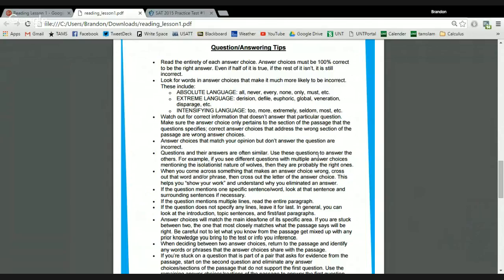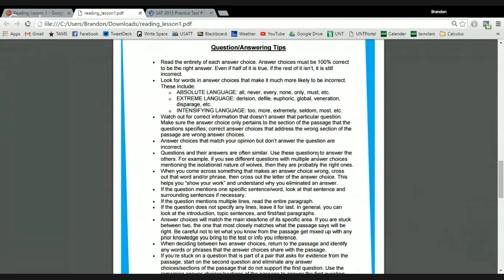So when you come across something that makes your answer choice wrong, cross out the word or phrase and then cross out the answer choice itself. This is kind of like showing your work. You can go back and see why exactly you crossed out the answer choice because of one word or a phrase.